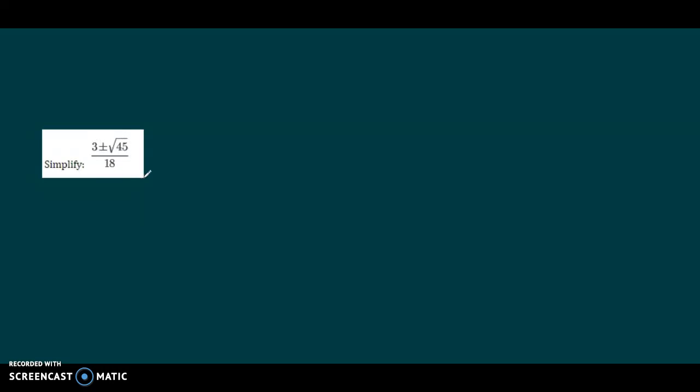Big jungle of algebra we have to tame, and we have to make this as simple and clean as we can. And the goal is to start with the ugliest part first, this root 45. So we're going to take that root 45. We're going to think about our perfect squares that we know.